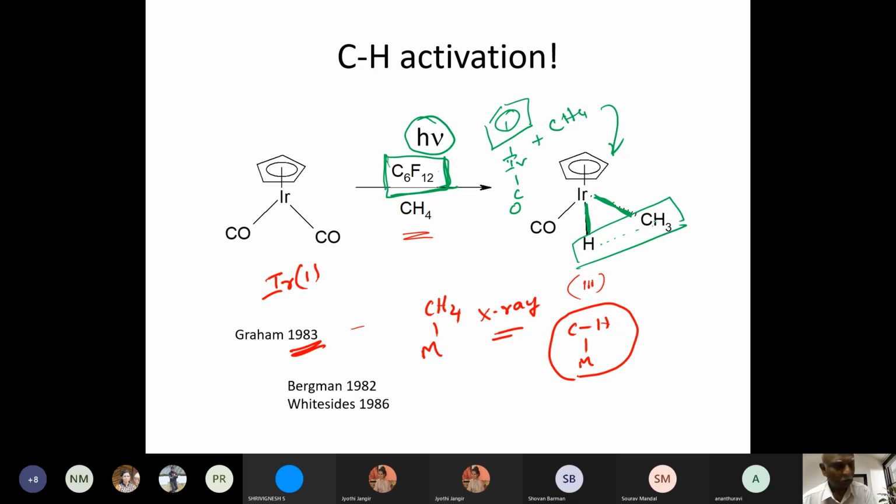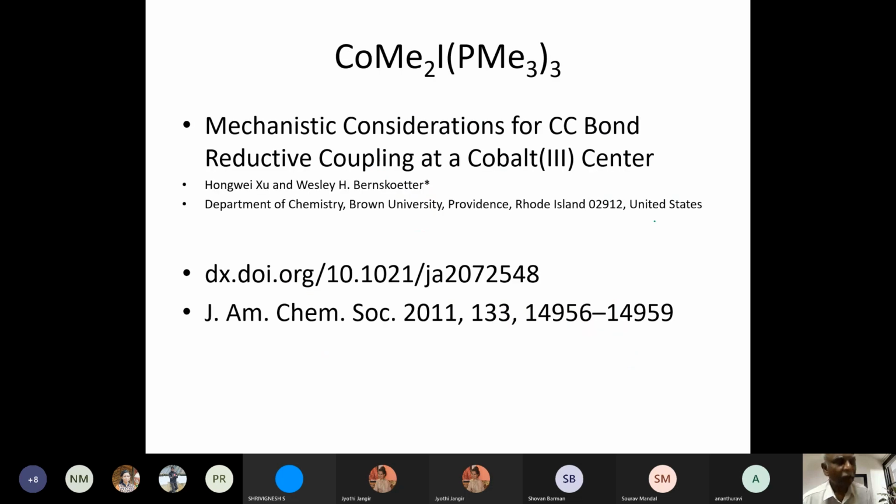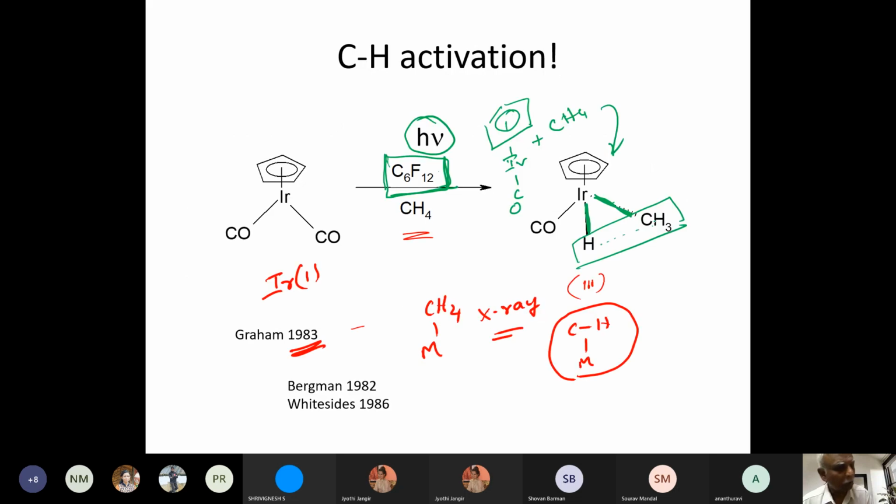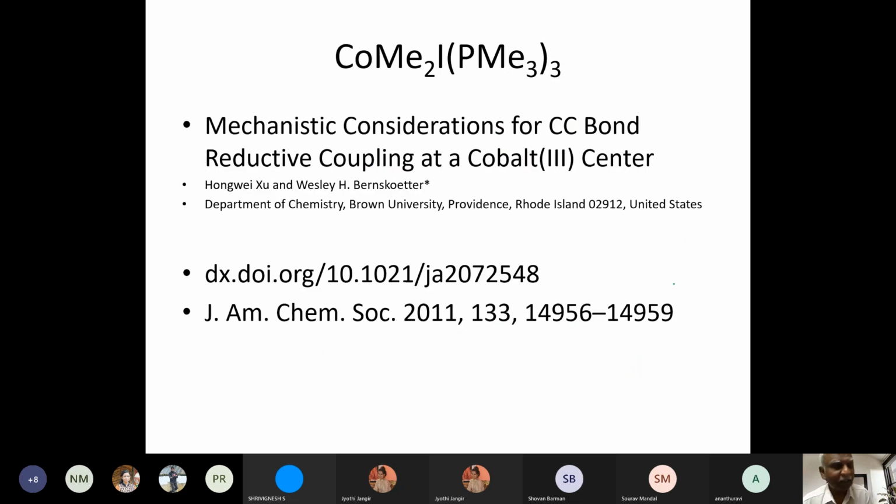I lost track. So now let me come to reductive elimination. So this process of reductive elimination from this methane oxidatively added product is difficult. Usually it's not so easily observed. So let's take a look at some of the other better characterized reductive elimination species.